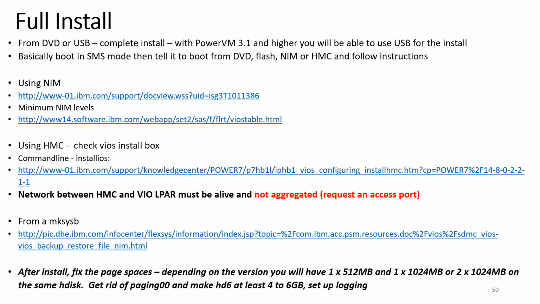If you're doing a full install from DVD or USB, you basically boot to SMS and tell it to boot from the DVD, the flash, NIM or HMC. Follow the instructions. There's links here for all of those, so I'm not going to go into how to do that. And then after the install, you're going to fix those page spaces and do your logging and the regular cleanup things you would do for an install.